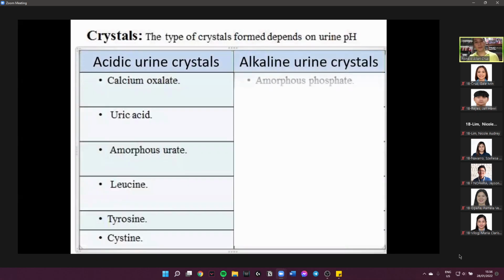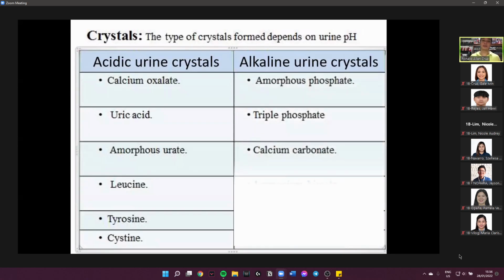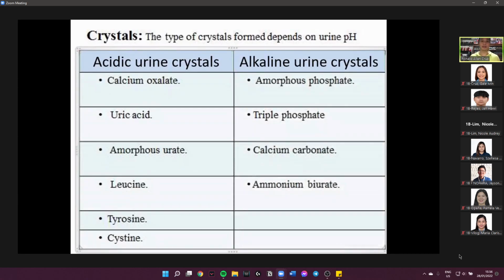So these are the properties of your crystals. Some crystals tend to precipitate with low pH, like these ones. Now some tend to precipitate under an alkaline pH, like these ones. So your triple phosphate or struvite crystals usually appear, for example, when you have a Proteus infection.